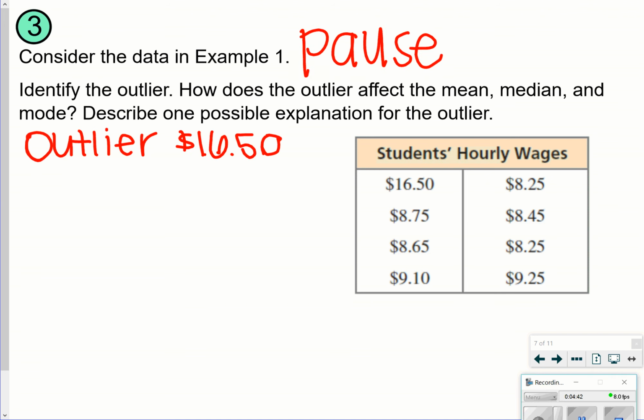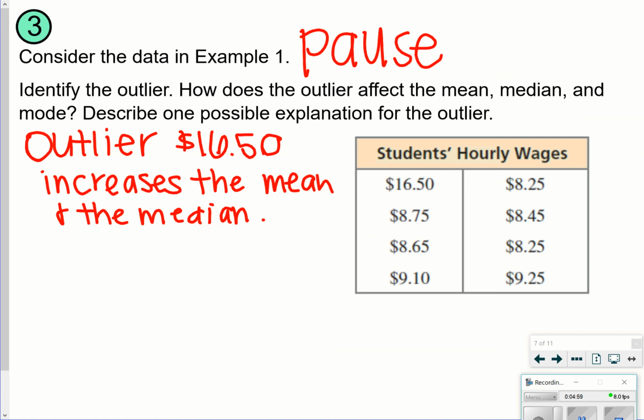What you first needed to consider is the outlier, and that is 1650. It just means it is much higher or much lower than the rest of the data. The reason why this outlier can affect the mean, median, and mode is it's going to increase the mean and the median. It doesn't really affect the mode here, so we don't have to worry about that at that point. But what we are worrying about is how it is affecting the mean and the median.